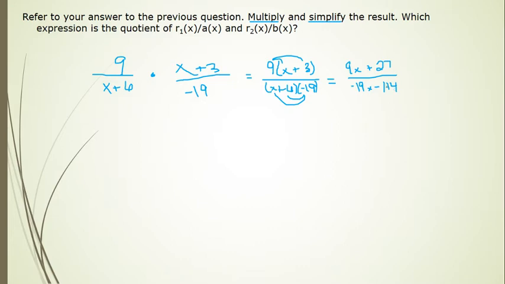And then we need to see, is there anything I can simplify? Well, I can't simplify this at all. There are no common factors or anything for me to simplify. So this is my simplified form. That is the expression of the quotient of r1 of x over a of x divided by r2 of x over b of x. So that is my final answer.